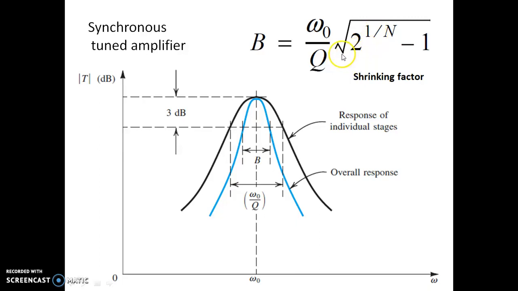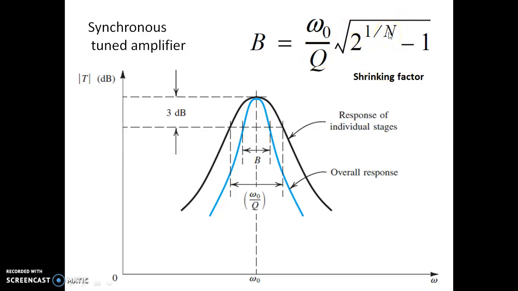So this factor, that is under root of 2 power 1 over n minus 1, happens to be the shrink factor or the shrinking factor, where n happens to be the number of tuned circuits, the number of tuned stages you have, whether it is 2 or 3. Now if you can see here, this is the bandwidth. Bandwidth is usually given by omega naught by Q, and that will be shrunk by this much amount depending on the value of n.